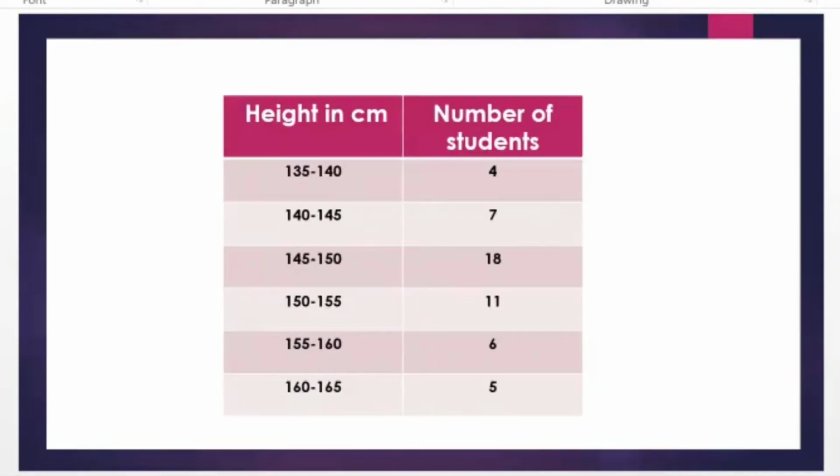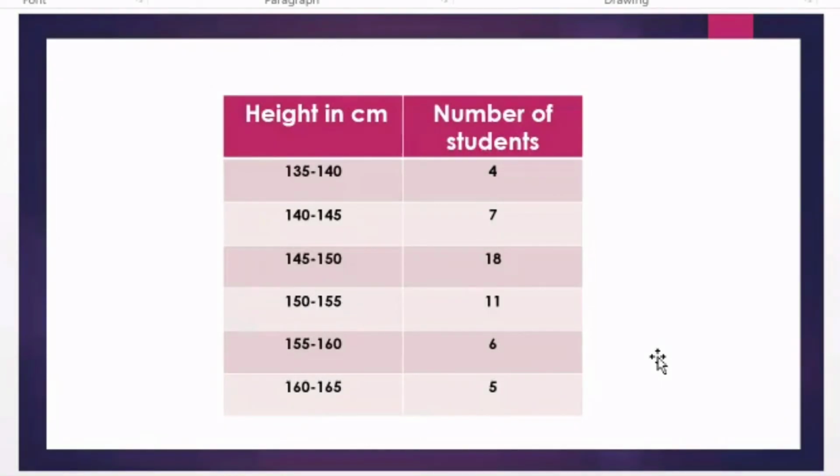So this is the final frequency distribution table wherein I am having the height in centimeters for the given class sizes: 135 to 140, 140 to 145, 145 to 150, 150 to 155, 155 to 160, and 160 to 165. And the corresponding number of students as 4, 7, 18, 11, 6, and 5. I can check my work using the sum of the number of students. 4 plus 7 is 11, 11 plus 18 is 29, 29 plus 11 is 40, 40 plus 6 is 46, 46 plus 5 is 51. So in all probability, the work is correct.